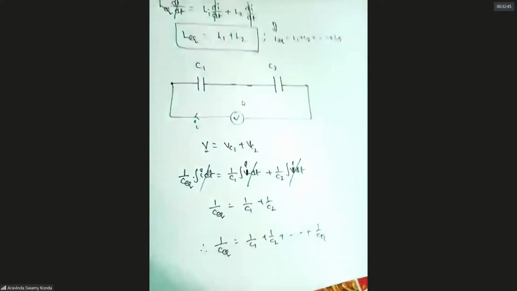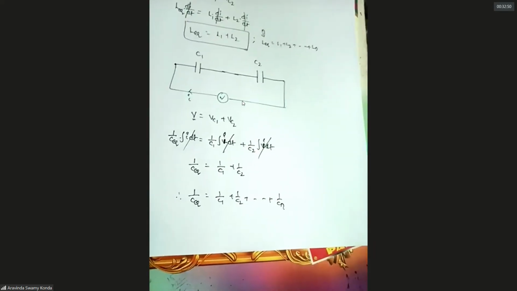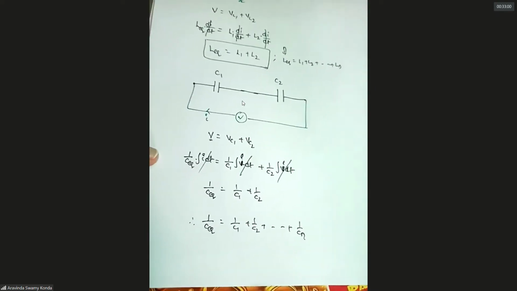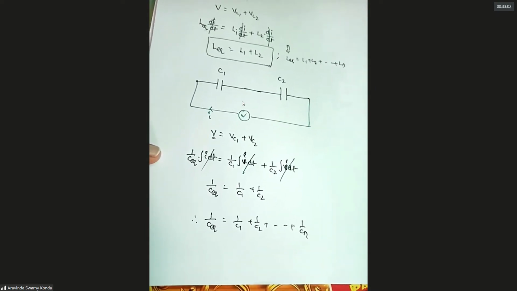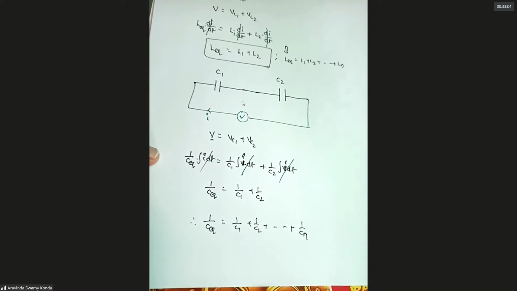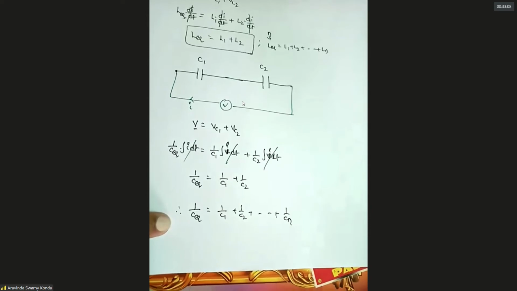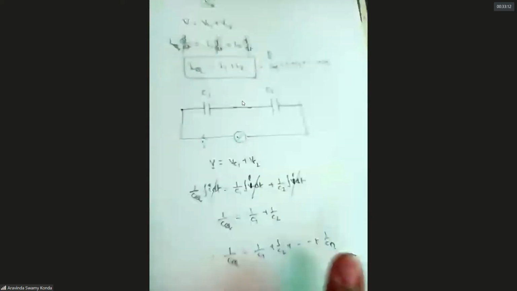Is it clear? So we are seeing the total capacitance, the total inductance, and the total resistance when they are connected in series. For resistors and inductors in series, the sum gives the total resistance and inductance, but for capacitors it is in the inverse mode. That is the difference we want to keep in mind.